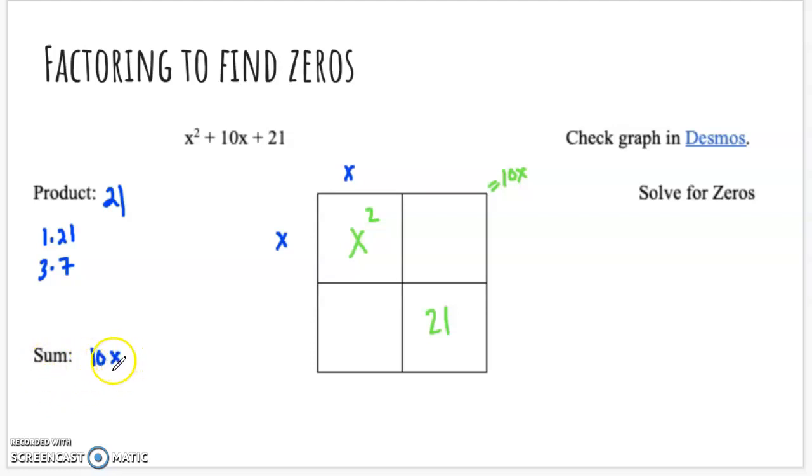And then I want to think, okay, which numbers there are going to add to make 10x? Well, if I add 1 and 21, I get 22. If I add 3 and 7, here, I got 10. So let's see here. If I have a 3 and a 7, 3 times x is going to give me 3x, and 7 times x is going to give me 7x. If I add those together, I got my 10x that I was looking for. I know my 7 times my 3 made that 21. And voila, my final answer for my factored form.